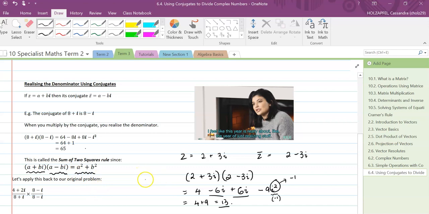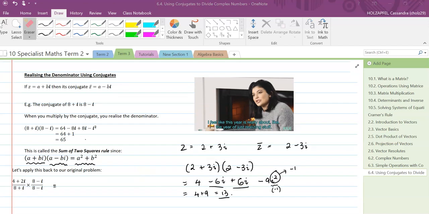So let's go ahead and apply this back to our original problem. We're going to make this denominator real, and we're going to do that by multiplying by the conjugate. Now, since I'm multiplying the denominator, I should also multiply the numerator. So using my sum of two squares rule now, we're going to have the sum of 8 squared, which is 64, plus 1 squared, which is going to be 1.